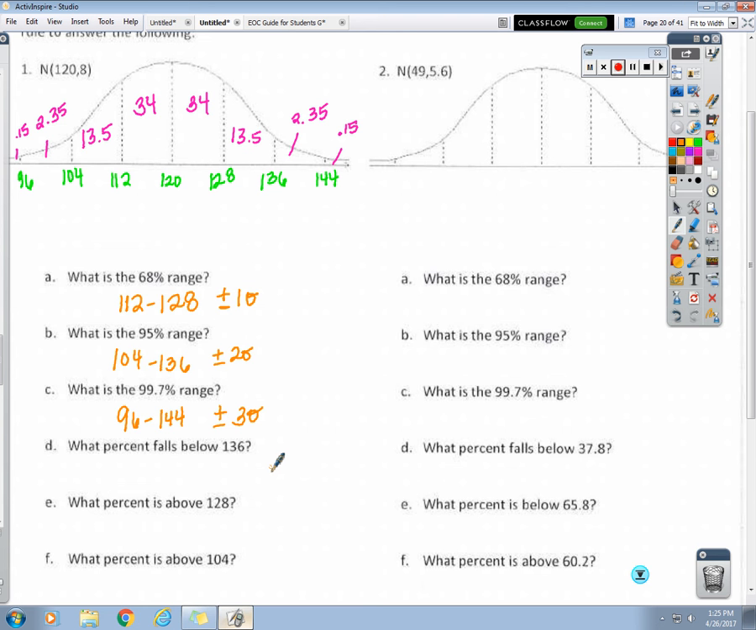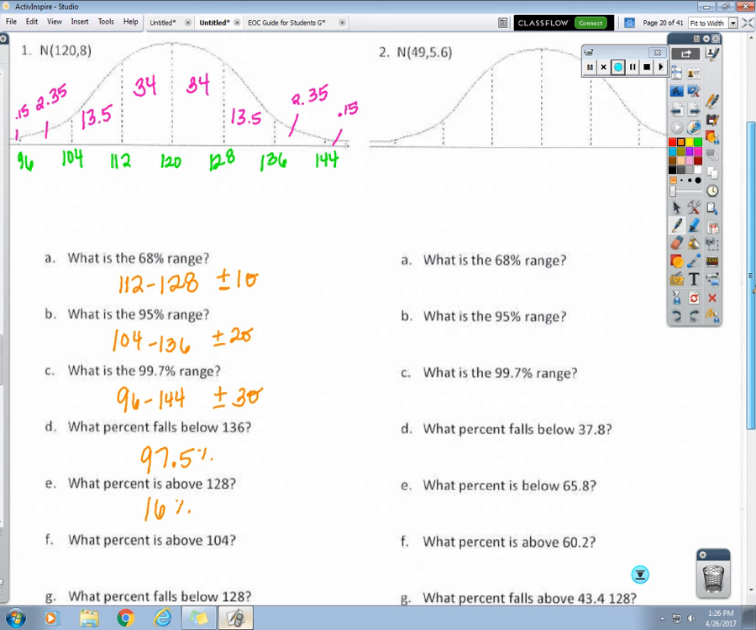What percent of scores fall below a 136? 97.5%. Okay, let's talk about how we get that number. If you go to 136, which is right here, and you add up everything backwards, that would be 50, then 84, and then 84 plus 13.5 is 97.5. What percent is above 128? 16%. Because everything to the right of the 128 line adds up to 16.